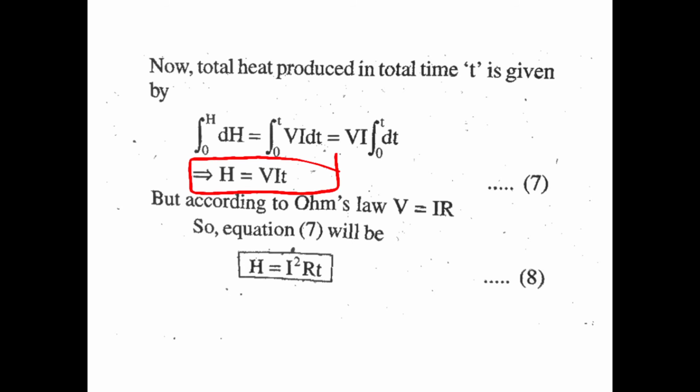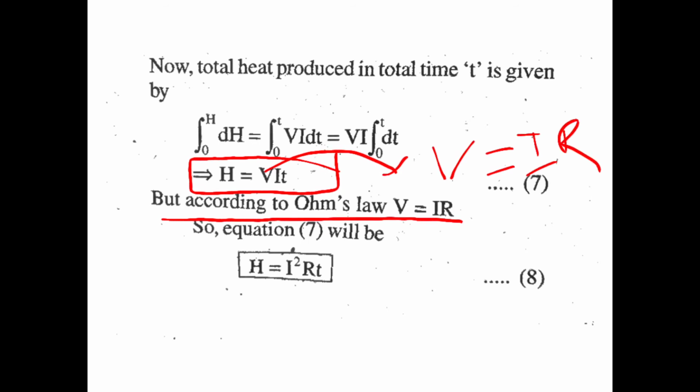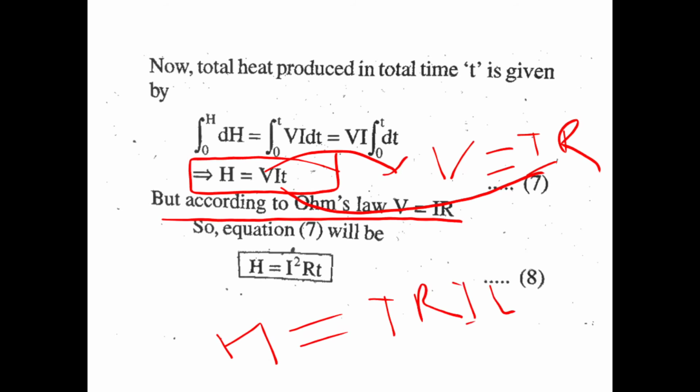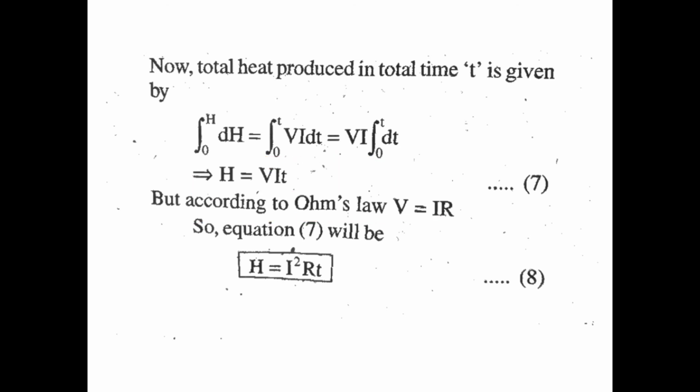This is Joule's law. According to Ohm's law, V is equal to IR. Putting the value of V in this equation, we get H is equal to IR into It, that is I square Rt. We get H is equal to I square Rt. This is equation 8, which is your required equation.